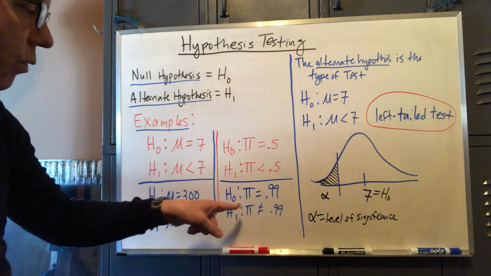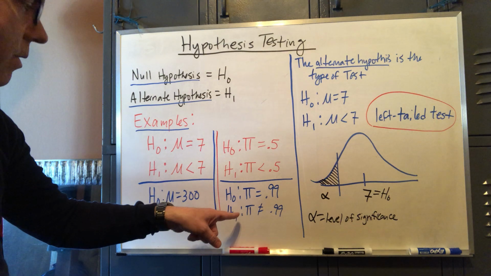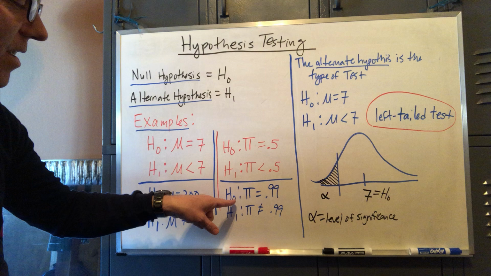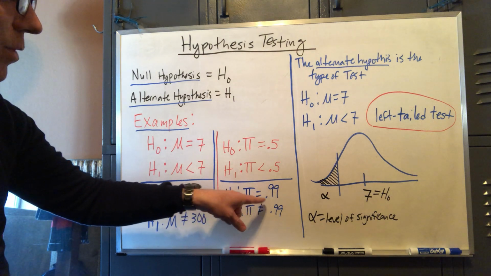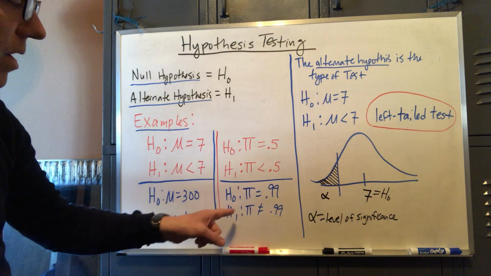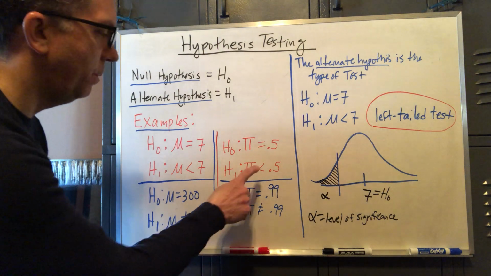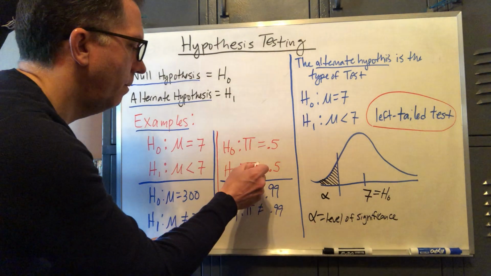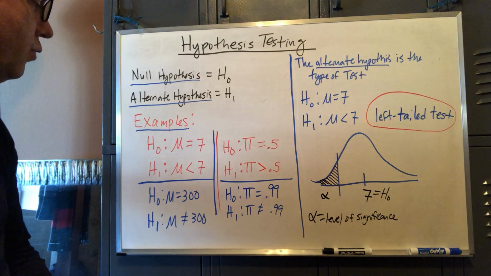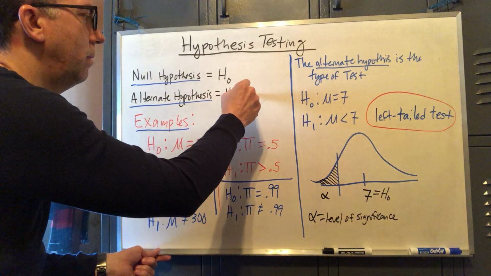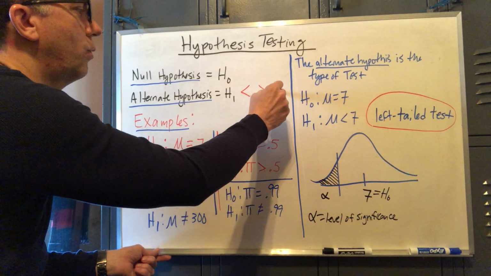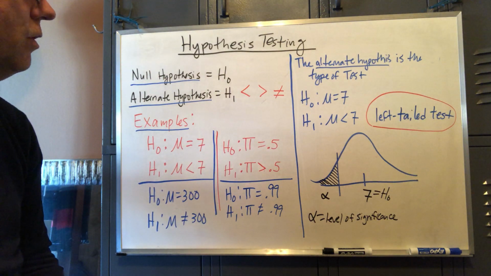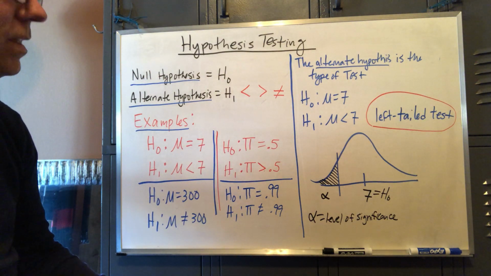And then my last one, I have another one for pi, and I don't have any greater thans in here. I can't believe I didn't do that. So the null hypothesis is pi equals 0.99, and then I have the alternate pi is not equal to 0.99. Let's mix it up. I'm going to make this one greater than, just so we have one of each. So my 3 types of alternates would be less than, greater than, or not equal. Those are the 3 types of alternate hypotheses that we can have. Either less than, greater than, or not equal to.